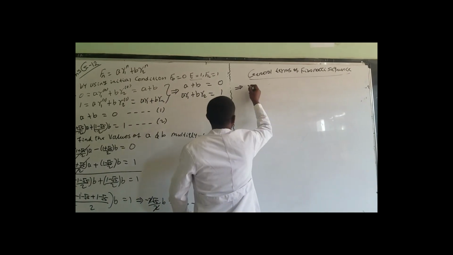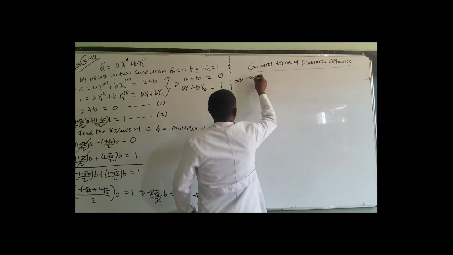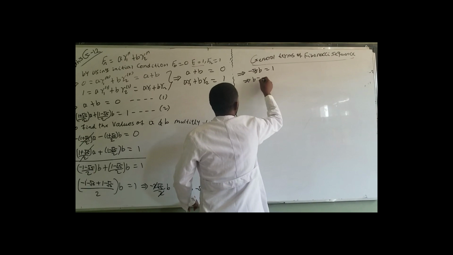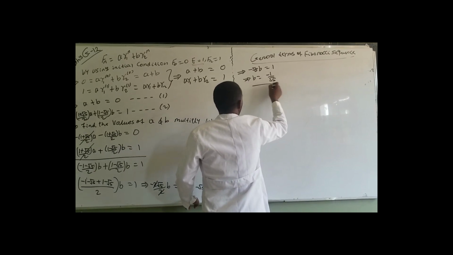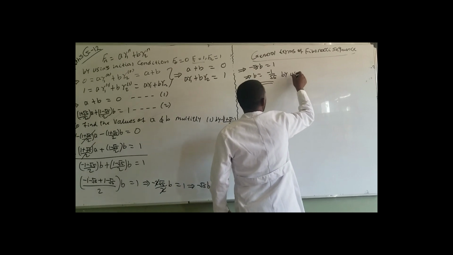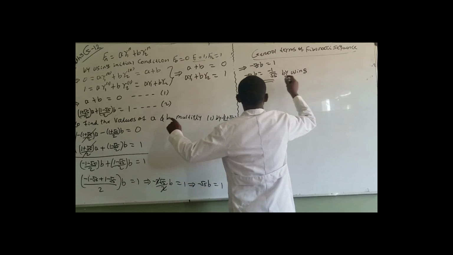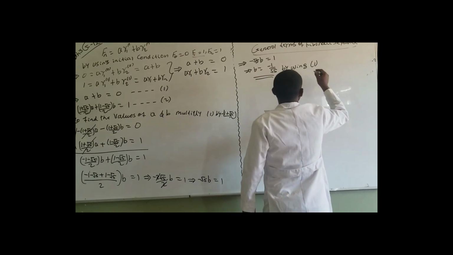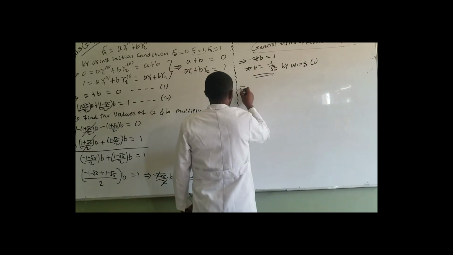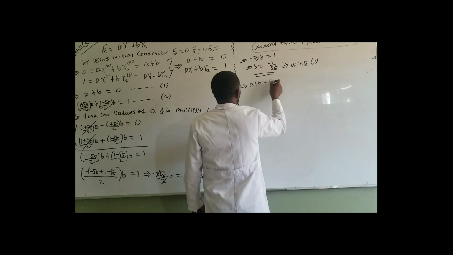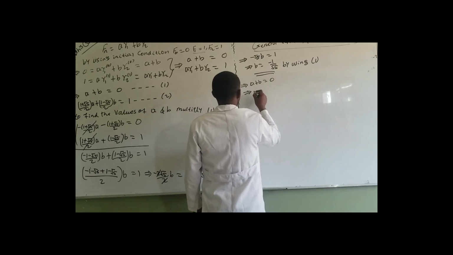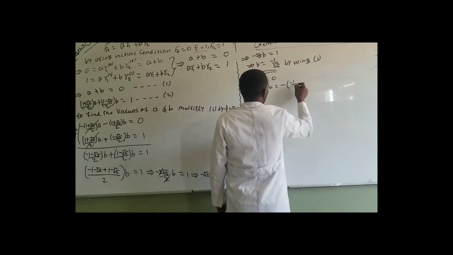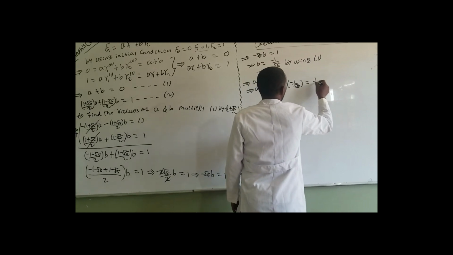Then it implies that negative root of 5b is equal to 1, which implies that b is equal to negative 1 over root of 5. Then by replacing the value of b in the first equation, a plus b is equal to 0. That means a is equal to negative b, which is negative of negative 1 over root of 5, which is equal to 1 over root of 5.